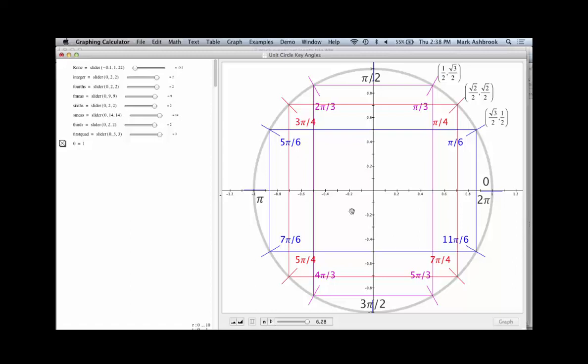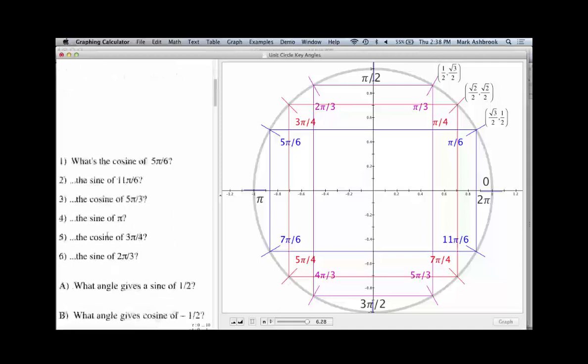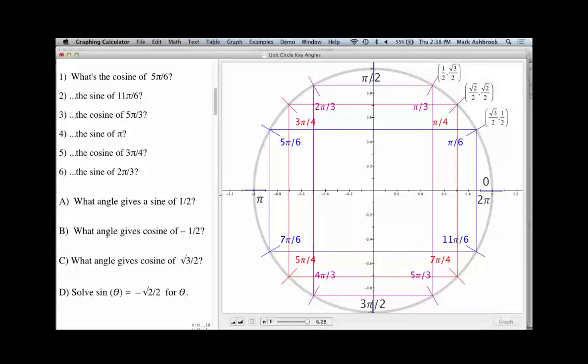And knowing what cosine is. Cosine is horizontal distance to the right of the vertical diameter. And sine is vertical distance above the horizontal diameter. Okay, so for instance, what's the cosine of 5 pi over 6? So here we are at 5 pi over 6. What's the cosine of that value? Brooke?